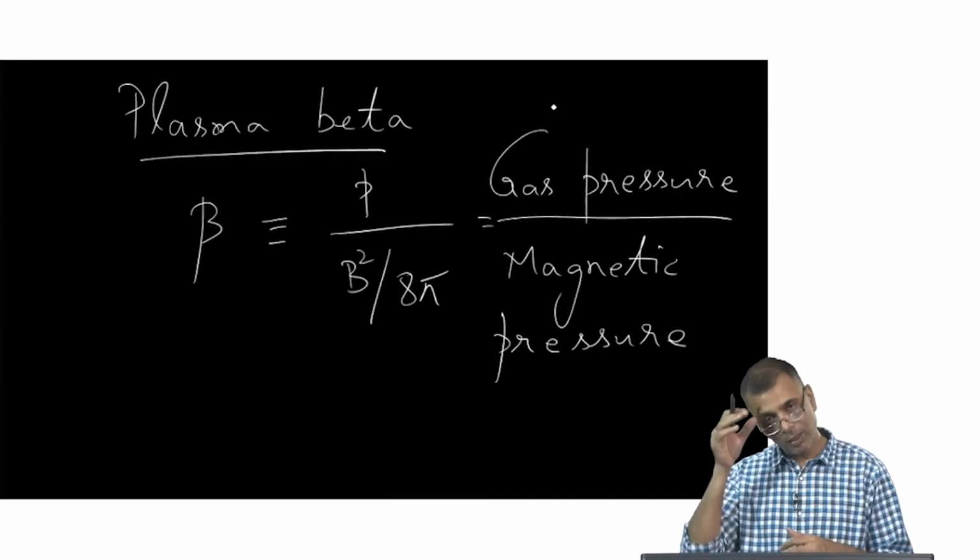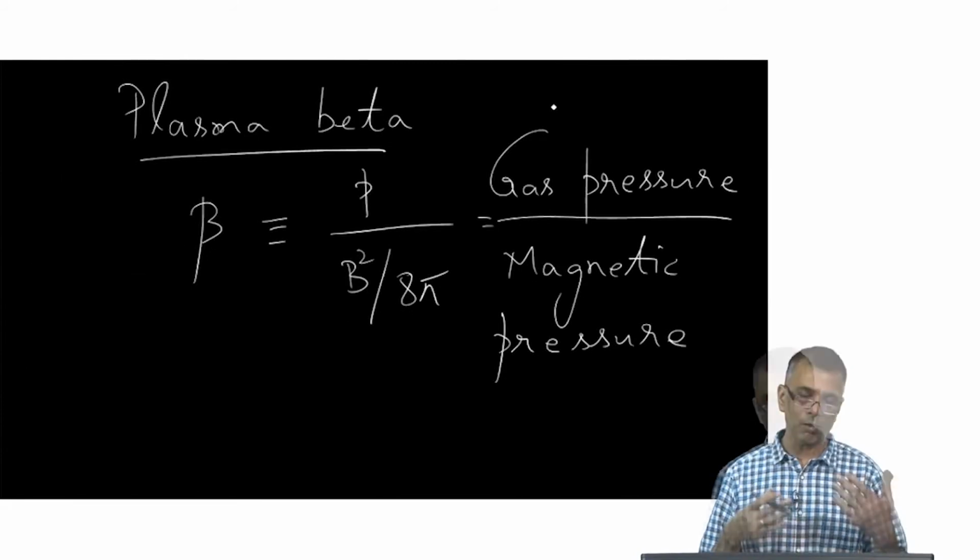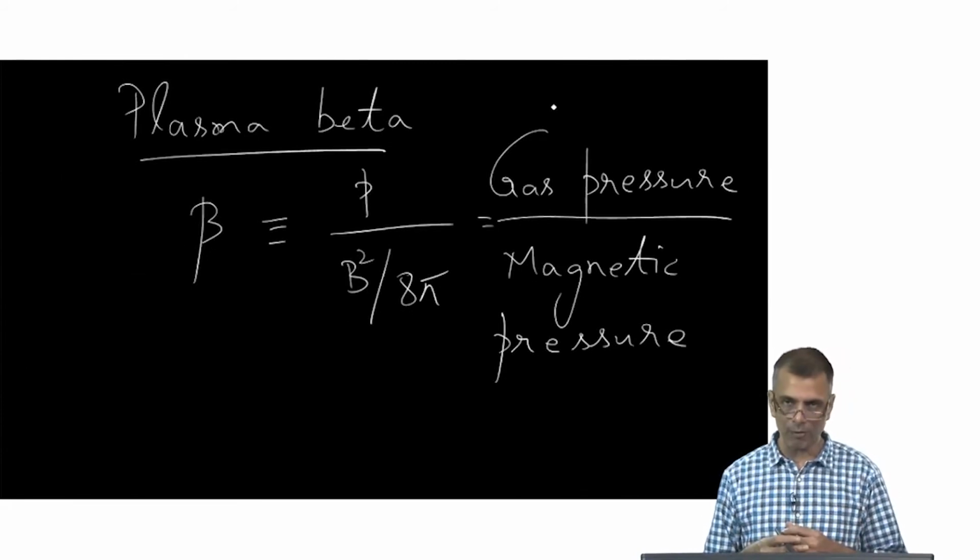Okay, what do I really mean by magnetic pressure? Roughly speaking, magnetic field lines behave like rubber bands. A rubber band is a very good analogy for a magnetic field line.